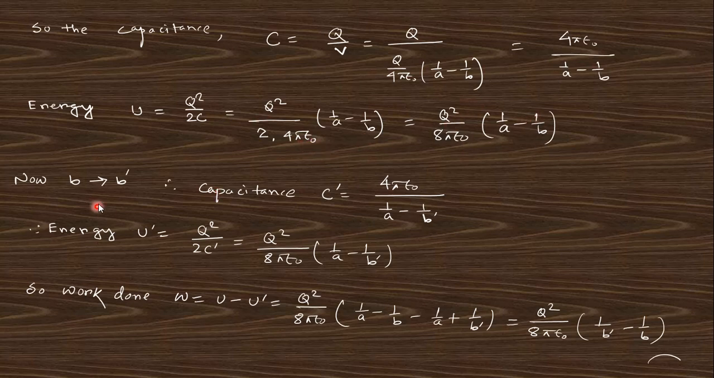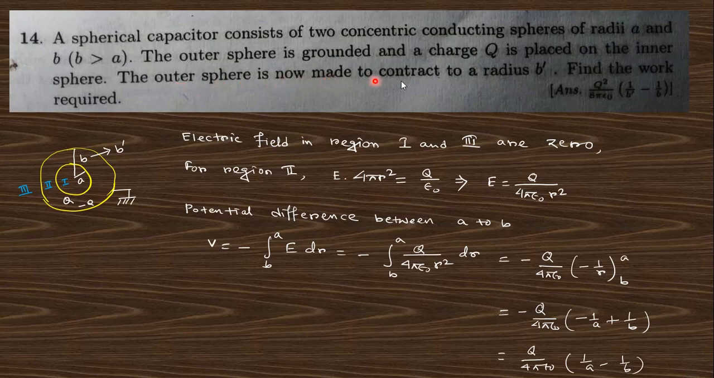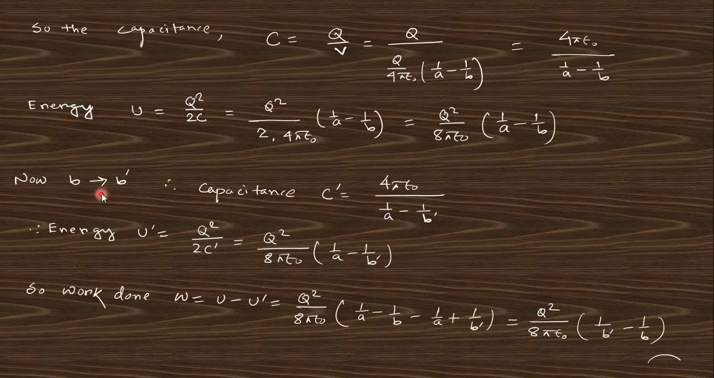Just put the values of Q squared and C, and you will get this energy. Now this b changes to b prime. Here you can see the sphere is now contracted to radius b prime, and we need the work done required. So b changes to b prime, the capacitance will change: just replace b by b prime, and the energy U becomes U prime.